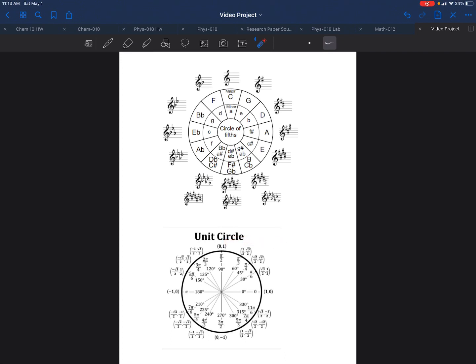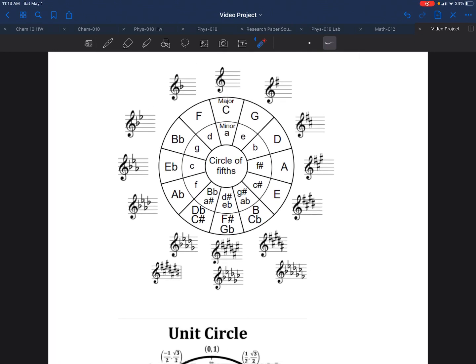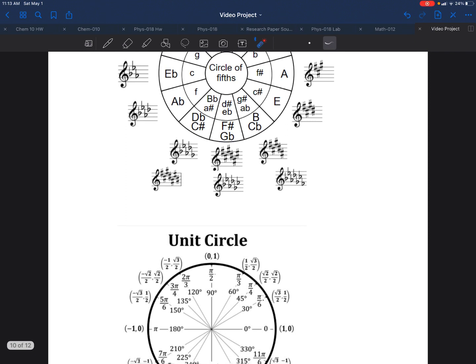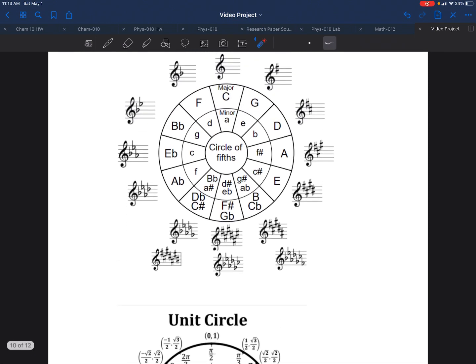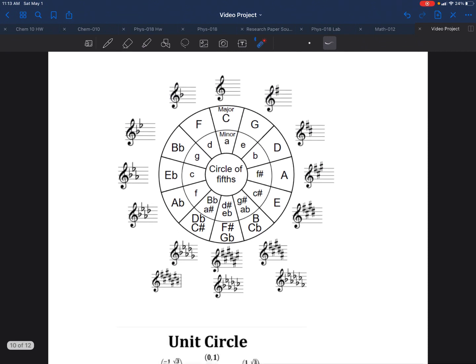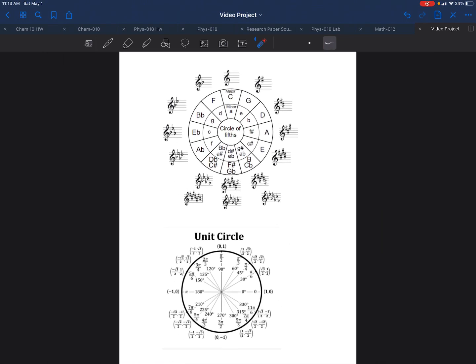A very, very interesting parallel between these two is if you take C major, no sharps, you take 90 degrees, sine of 90 is 0. Similarly, a C major has no sharps or flats. Another mathematical parallel bridging the worlds of trigonometry, calculus, and music. The unit circle, the circle of fifths.